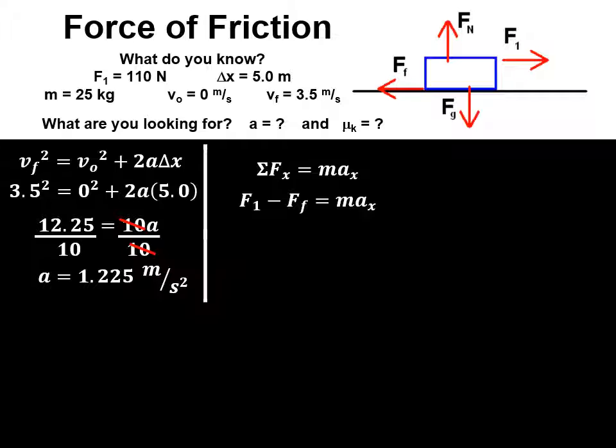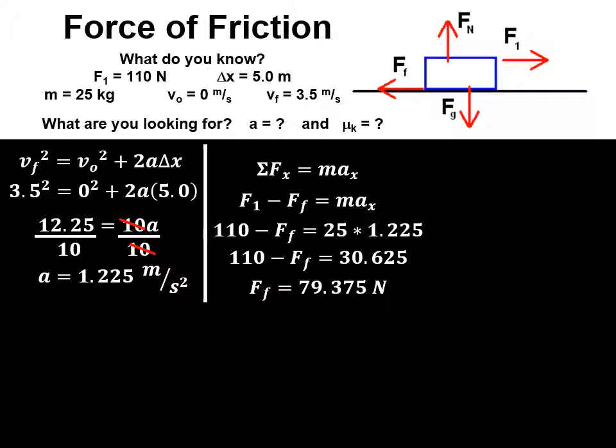mass times acceleration. Well, we have the acceleration. We just calculated it. It's 1.225. Force 1 is given to us, 110 newtons. And then the force of friction is going to be our only unknown when we plug in those numbers. So we isolate our variable. We take 25 times 1.225. That's going to give us 30.625, and then we take the force of friction over to the other side and isolate our force of friction. We get 79.375 newtons for our force of friction.